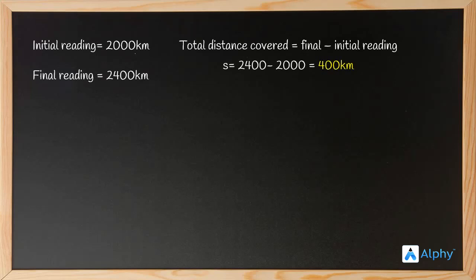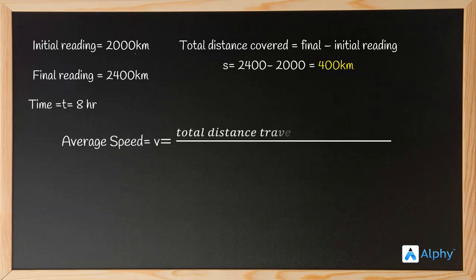Fine, let's move on. What other data have they given us? Time is 8 hours, which is t. That is the total time. Now we have total distance and we have total time. We need to find average speed. Put them all together and we'll have this formula. Average speed is total distance traveled by total time. Correct? Now, average speed equals V, time is T and distance is S.